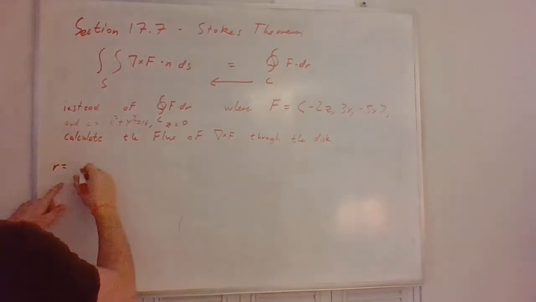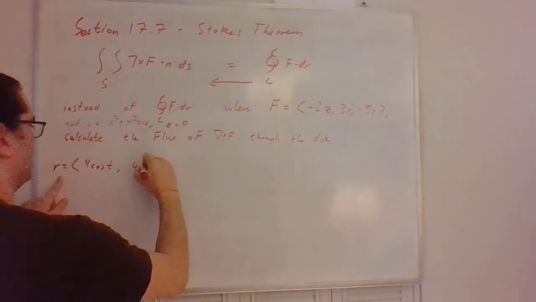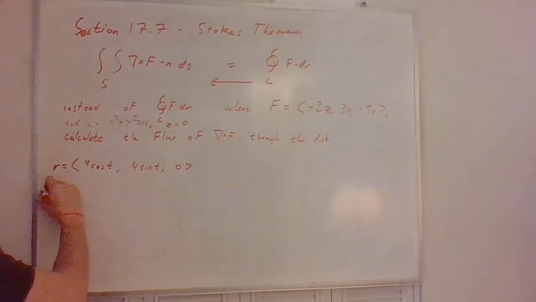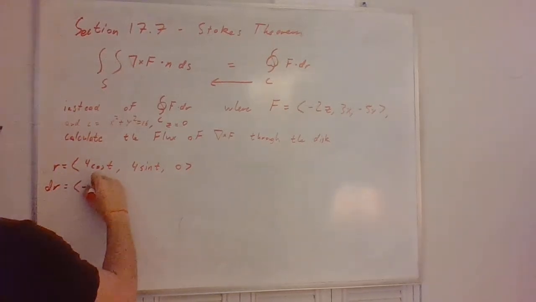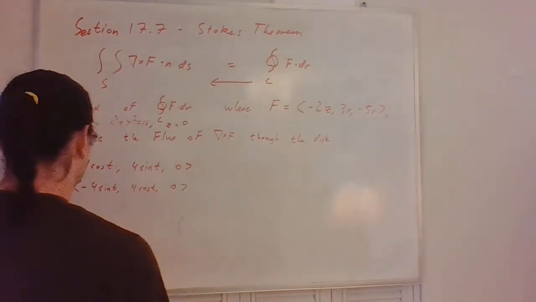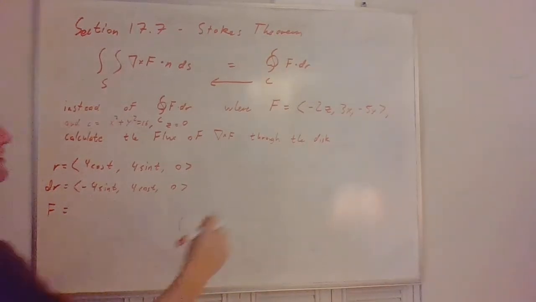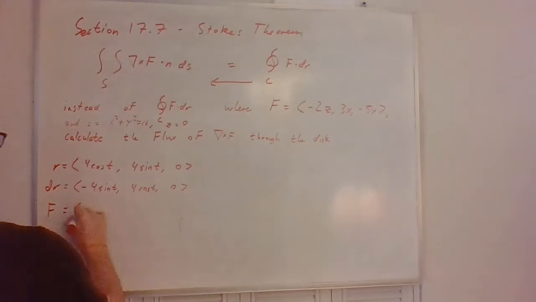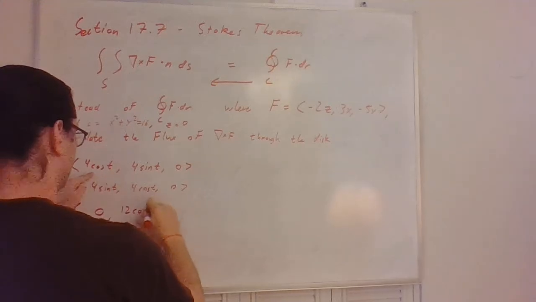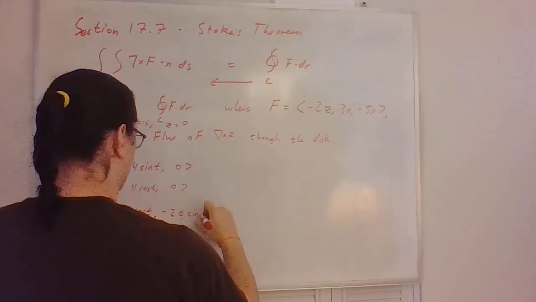The parameterization of this path, this is a circle of radius 4, should be 4 cosine t, 4 sine of t, and 0 on the z-axis. So the derivative of that should be negative 4 sine of t, 4 cosine of t, and 0. When we express F as a function of t instead of as a function of x's, y's, and z's, we'll get that F is 0, 12 cosine t, and then negative 20 sine t.